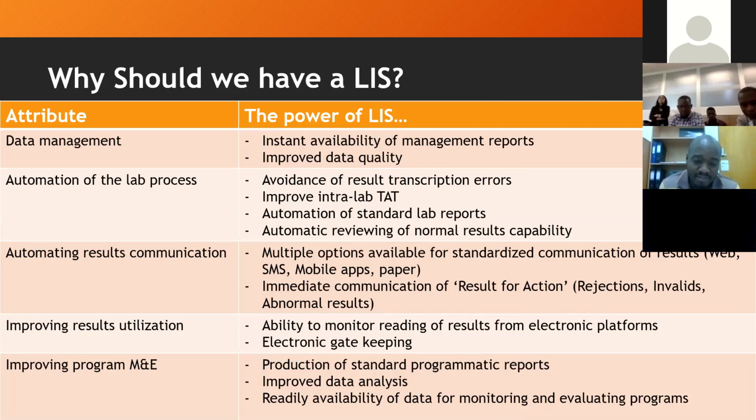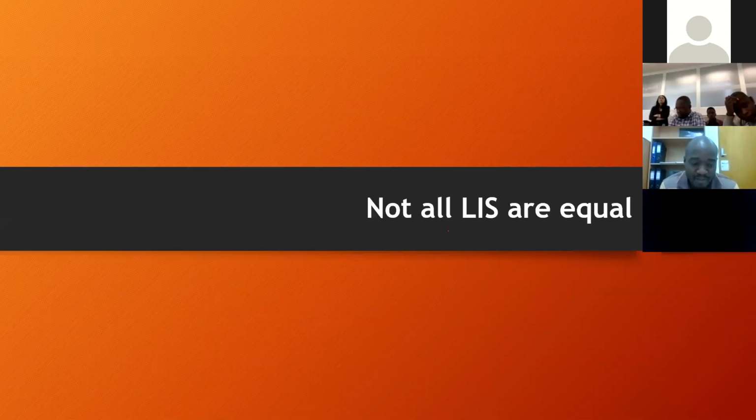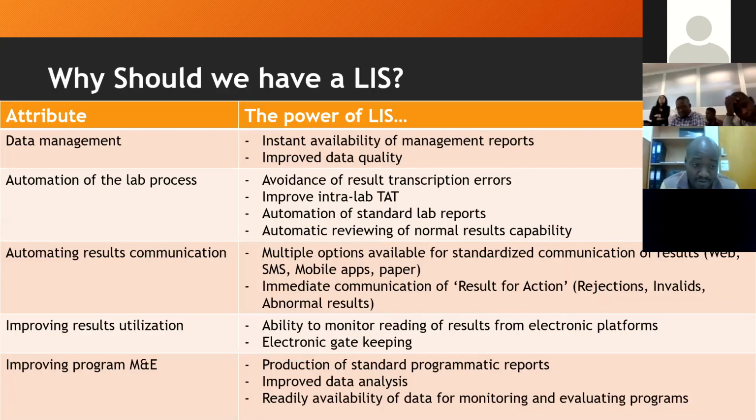In the event that you know your QC has passed, for anything that is normal, you don't want to waste time having a person look at them. You can set the LIS to automatically review and authorize the normal results. There's also the capability of automating the communication of results, with multiple electronic platforms. You can send results by SMS, and you can send results via email.